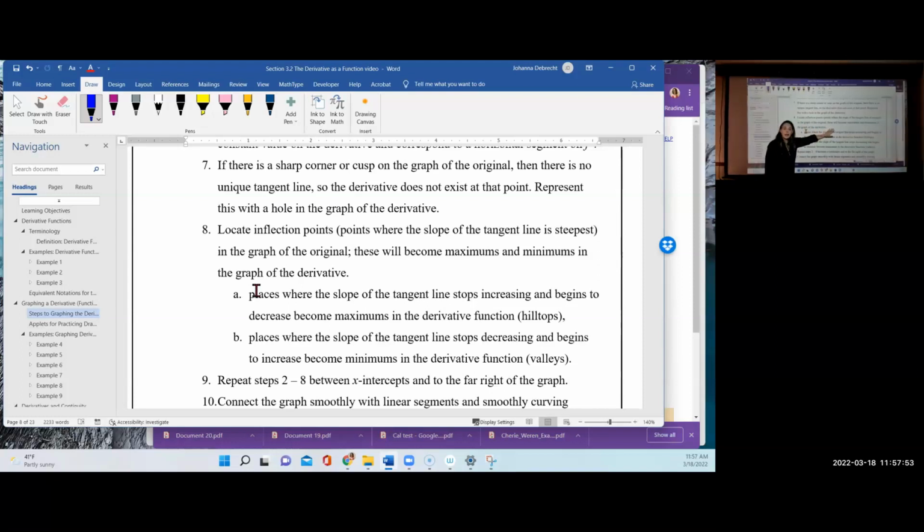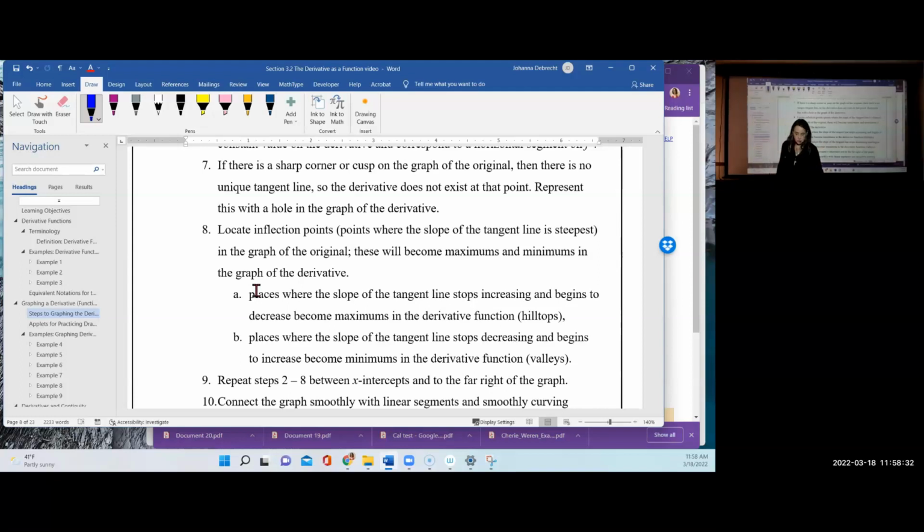These become relative maximums and relative minimums in the graph of the derivative. Places where the slope of the tangent line stops increasing and starts to level back out, these become relative maximums in the graph of the derivative. Places where instead the slope of the tangent line stops decreasing and begins to level out to 0, these become relative minimums in the graph of the tangent line, or graph of the derivative, which is the graph of the tangent line slope. Then we repeat all of these steps between each pair of x-intercepts.